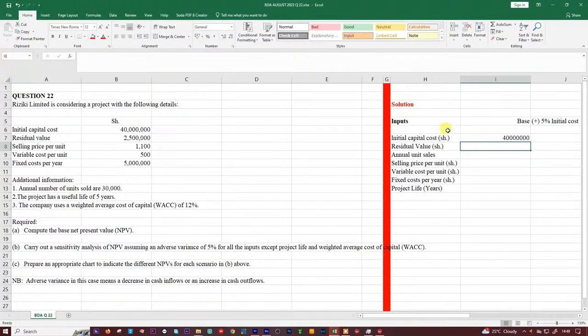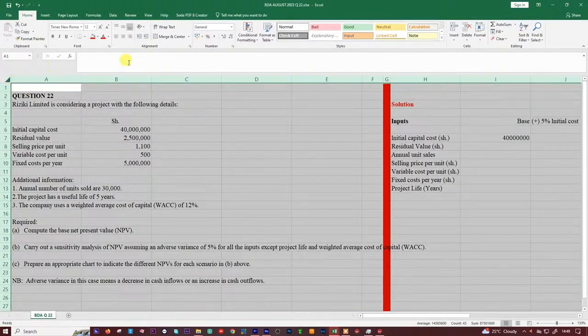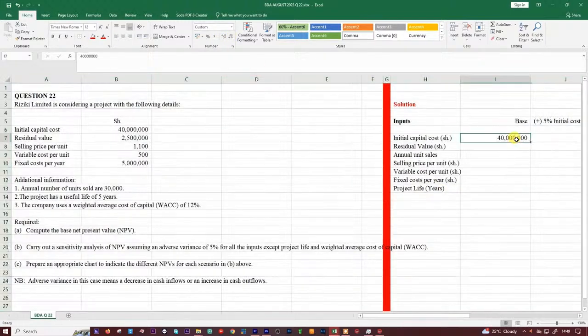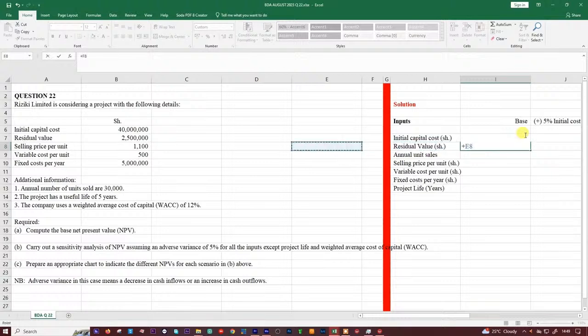And we come down there. So we want the comma format, guys. We highlight everything and put a comma, just like that. So here the initial cost plus that value there. Then we have the residual value going down. The residual value is given to us over there. Because we talk about the base case.